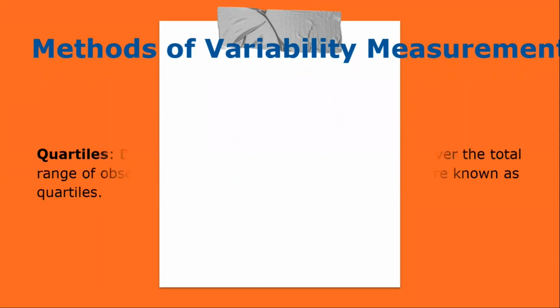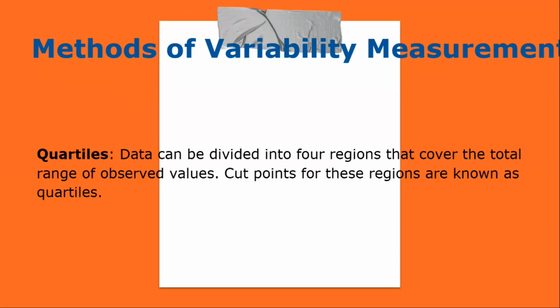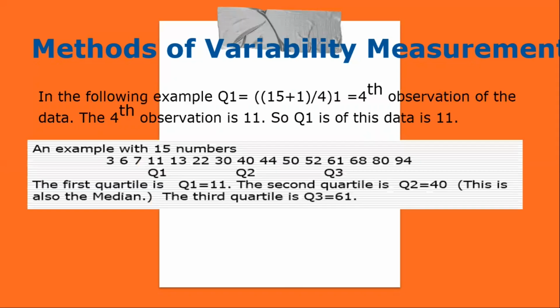Quartiles. Data can be divided into 4 regions that cover the total range of observed values. Cut points for these regions are known as quartiles. In notation, the quartile of a data set is the q(n + 1)/4-th observation of the data, where q is the desired quartile and n is the number of observations. The first quartile, Q1, is the first 25% of the data. The second quartile, Q2, is between the 25th and 50th percentage points in the data. The upper bound of Q2 is the median.